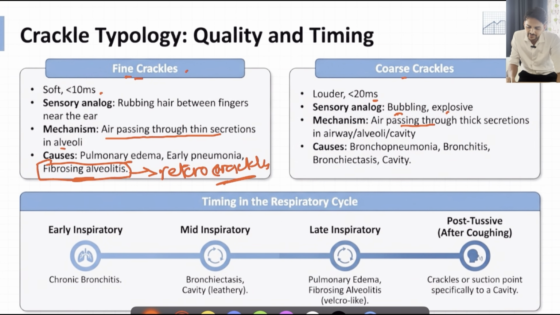Why does it happen? When air passes through the thick secretions in the airway, alveoli, or even a cavity, this sound will be heard. So what are those thick secretions? It can be due to bronchopneumonia involving airway and alveoli, even bronchitis, bronchiectasis, and cavitatory lesions where there is collection of some secretion in the cavity, and when air passes through that, we will hear coarse crackles.